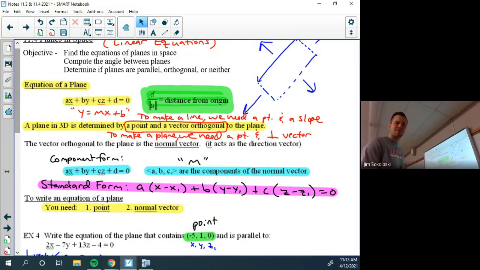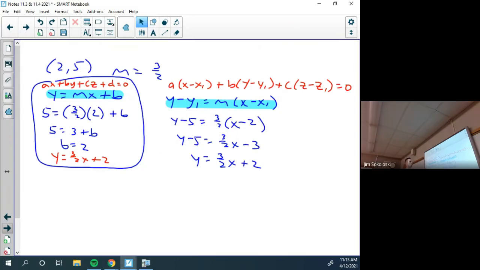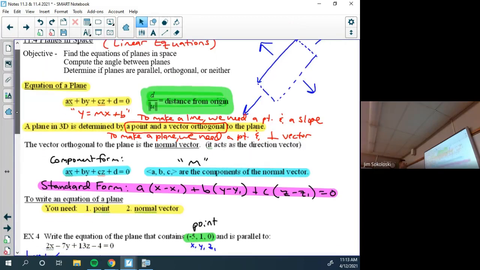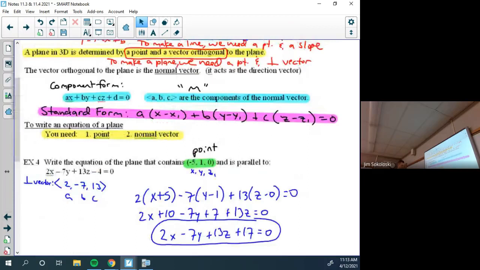Not my preferred method. My preferred method is the standard form. Looks just like point slope. A, parentheses, x minus x1, plus b, quantity y minus y1, plus c, quantity z minus z1. Notice there's no d in that equation. Just like in point slope, there wasn't a b in the equation. But when we get to our final answer, we still get the b value. This is no different.